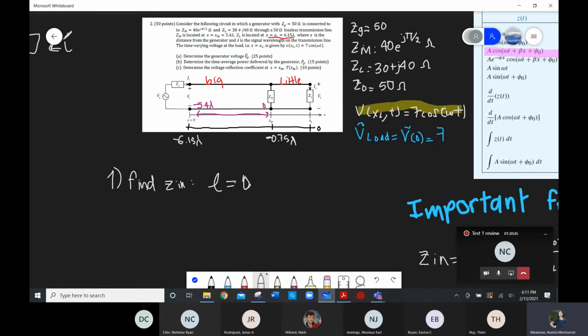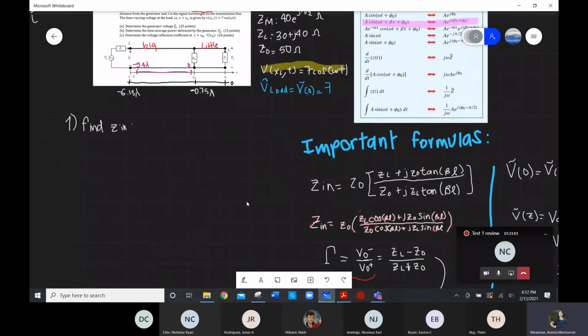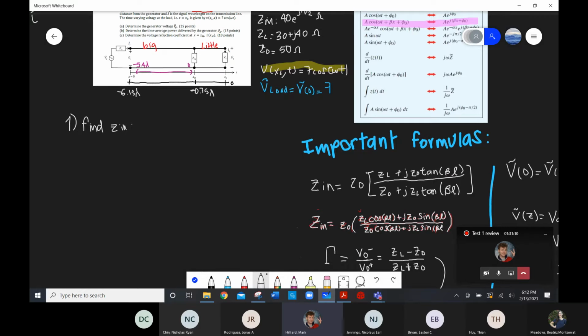Are we going to put, in the formula, negative 0.75 lambda, or are we going to put 0.75 lambda? Well, you made it negative, so I'd imagine negative, or is there something beyond that?